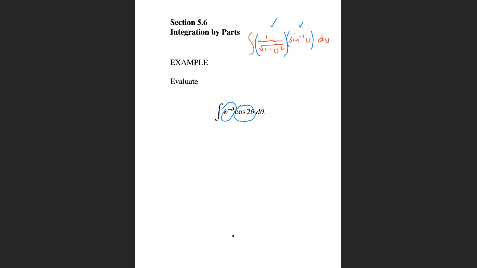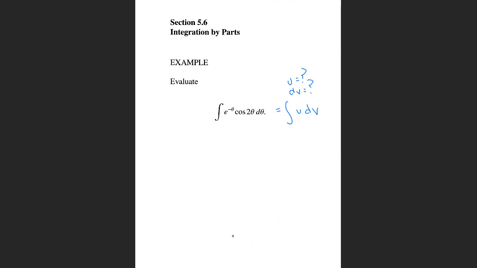The question is now, what do you want to let u equal, and what do you want to let dv equal? Let's remember, what we're trying to do is write this integral as the integral of u dv. So the question is, what is u going to be, and what is dv going to be?